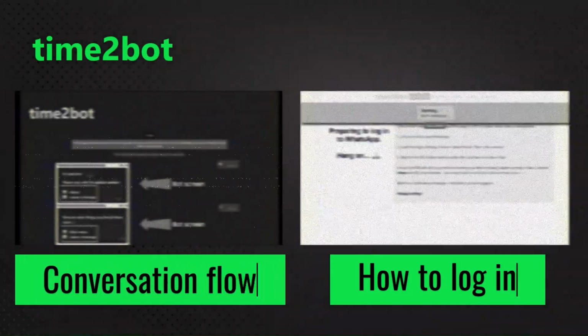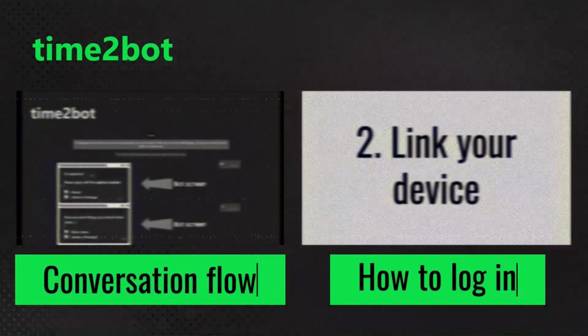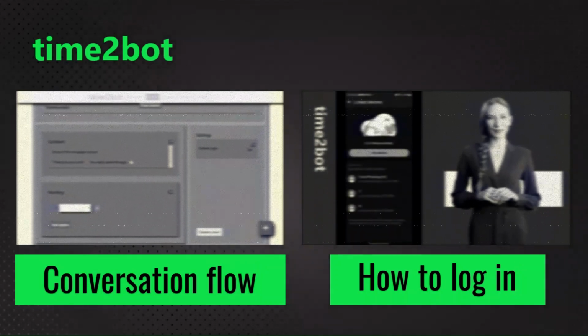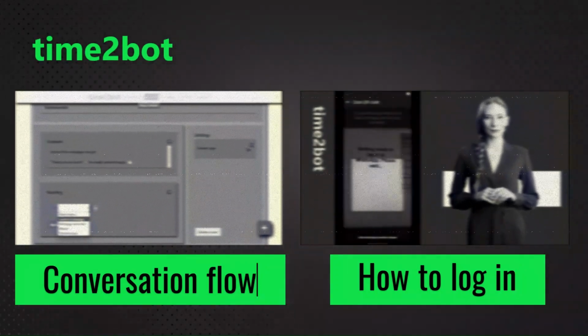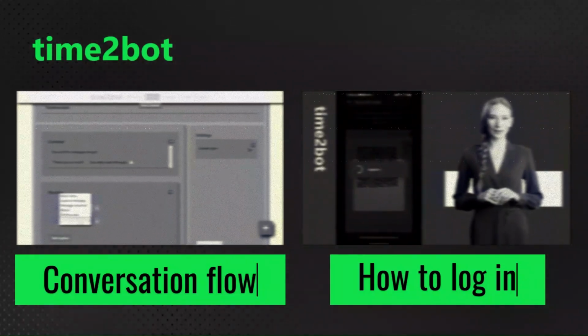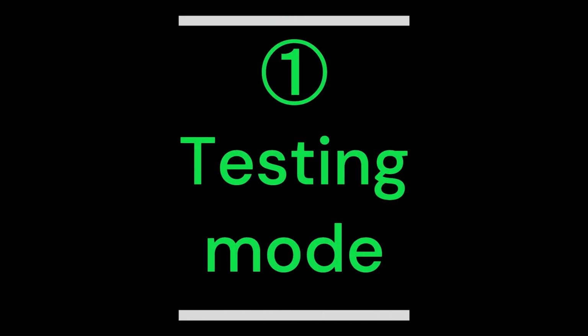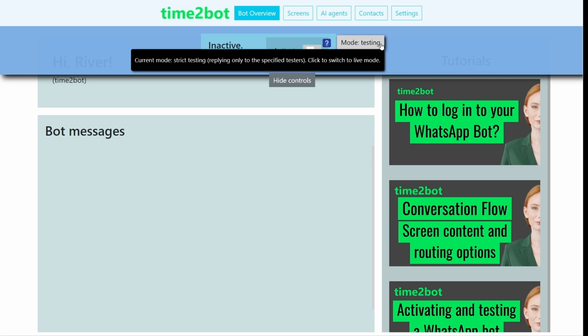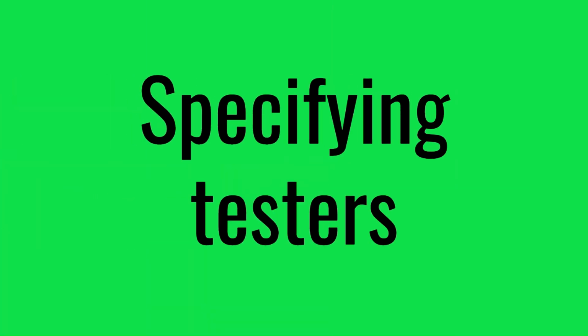Before proceeding, be sure to follow our tutorials on connecting your bot to WhatsApp and setting up the conversation flow. Note that only after you've connected it to WhatsApp will you be able to activate your bot. Ready to activate and test your bot? Let's do that together. If this is the first time you activate it, your bot will operate in strict testing mode, which means it'll only respond to incoming messages from your testers, ignoring all other messages. So, all we need to do is to specify who the testers are.